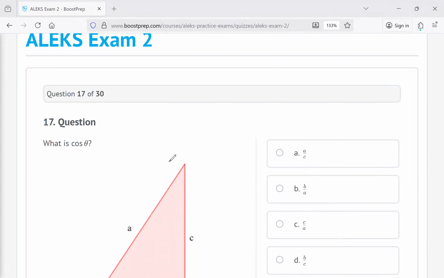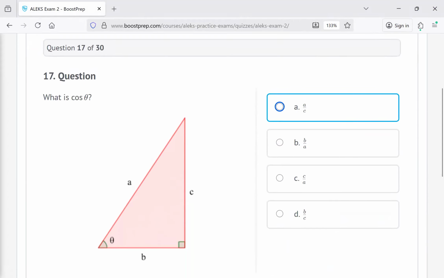Okay, this one, what is cosine theta? Here we have a right triangle. We have these two side lengths, but they don't give us any numbers, it's just letters, and they gave us theta. We know it's a right triangle because it has that box symbol. We have to find cosine theta. You can use SOHCAHTOA because it's only related to right triangles.